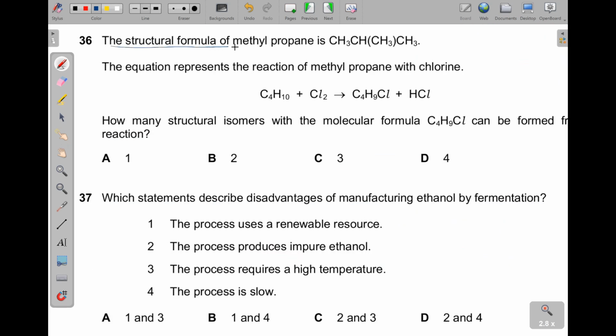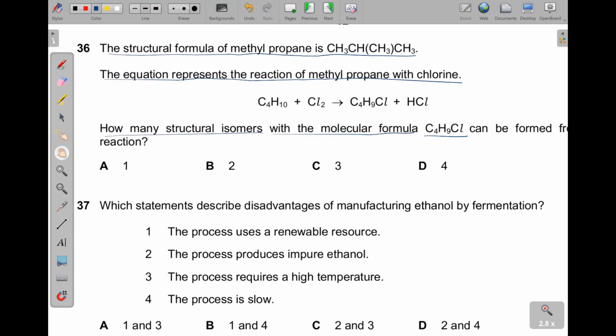Question 36. The structural formula of methylpropane is shown here. The equation represents the reaction of methylpropane with chlorine. In A level, you will look at the reactions of alkanes. They are unreactive, but with halogens under UV light there is what we call free radical substitution. You will learn about that mechanism later. Now, we are asked to find how many structural isomers with this molecular formula can be formed from this reaction.